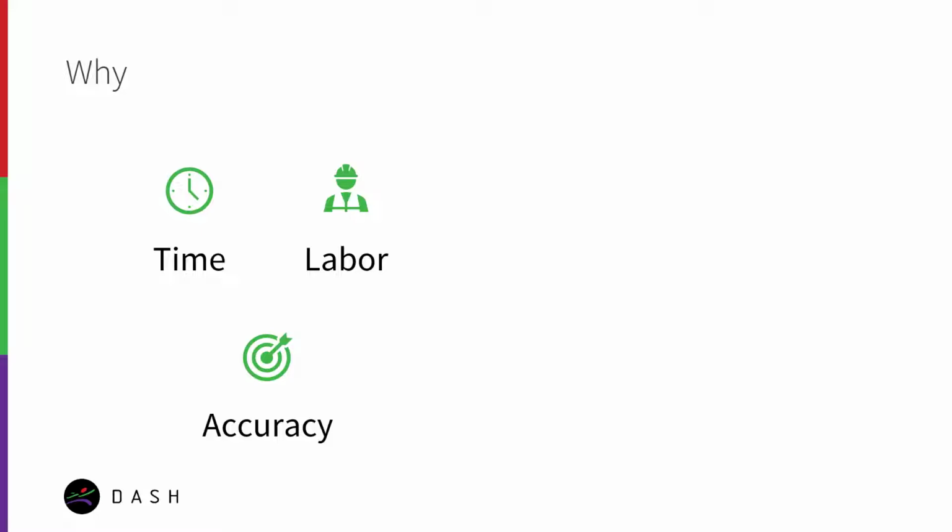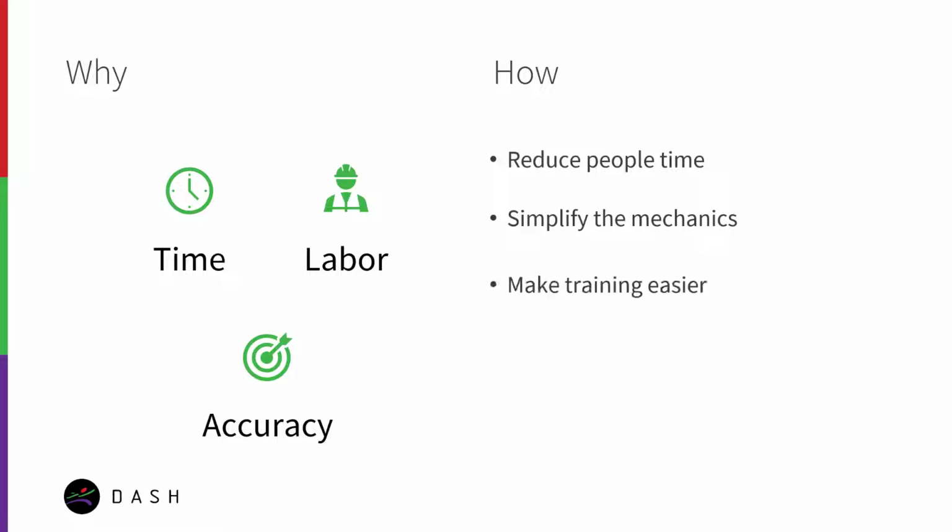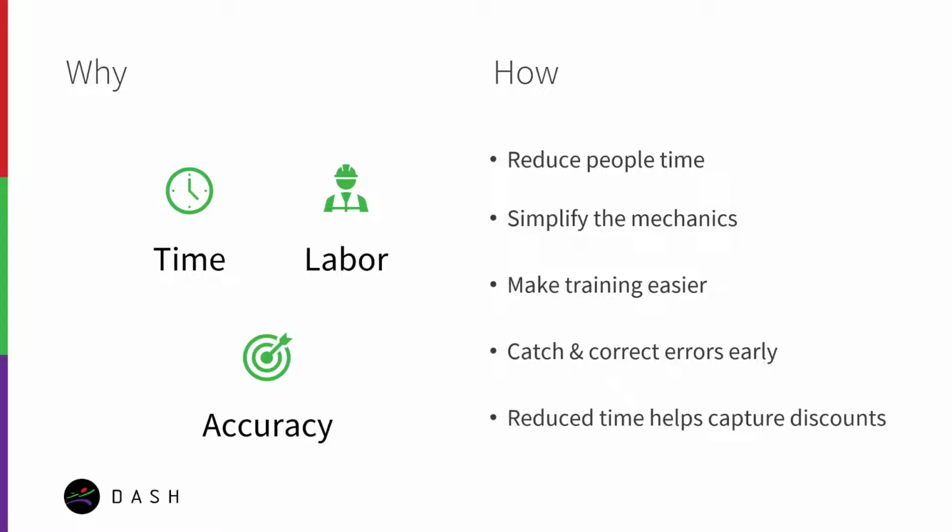These are all great reasons to focus on improving this business process. So how would you do that? Well, you try to reduce the people time involved in the business process to the extent possible. You would simplify the mechanics to make mistakes less likely to happen in the first place. In simplifying all of that, you'd make training easier so you can bring new people on and bring people up to speed much quicker and much easier. You try to catch and correct errors as early in the process as possible because they get more and more costly as it gets further and further down the road. And that reduced time can help capture discounts, saving a company lots of money over time as well.